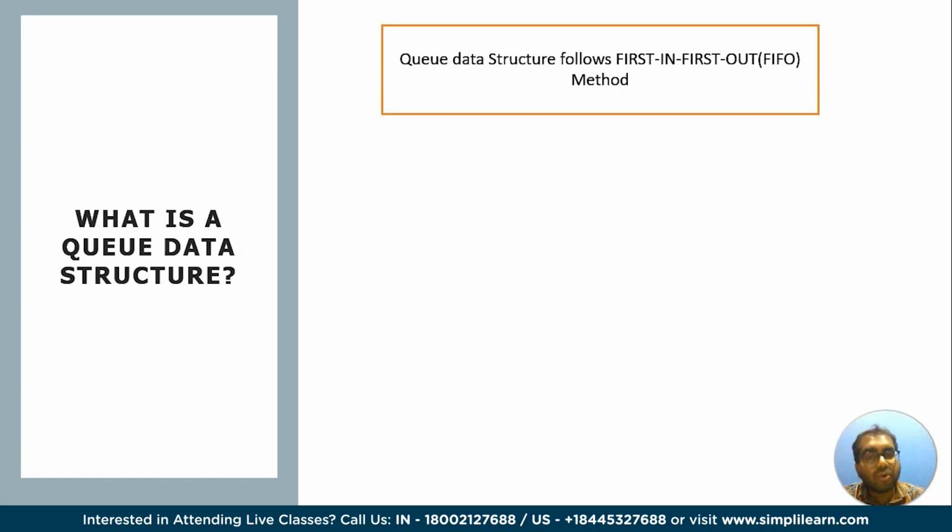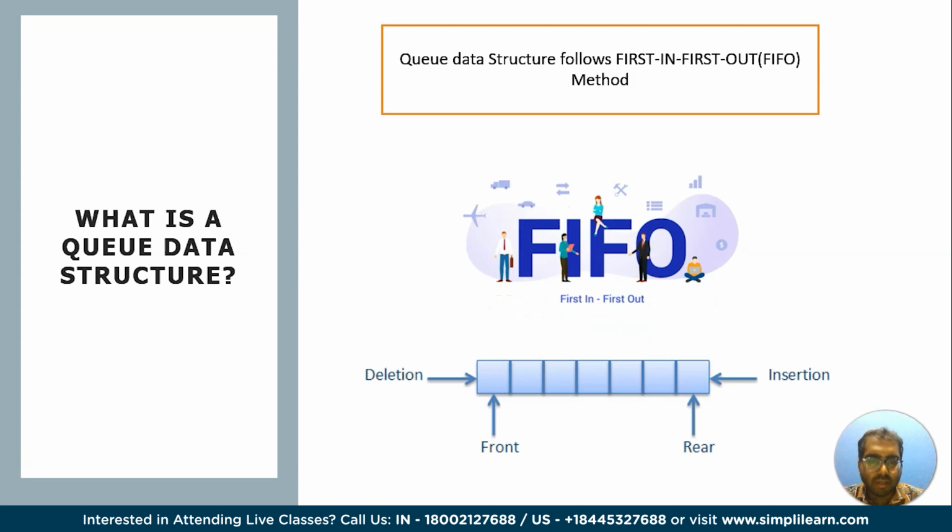Now, as discussed earlier, the queue data structure follows the first in first out method, which is the FIFO method. So in the concept of a queue, the first element to be inserted in the queue, that is at the front, will be the first element to be deleted or removed from the list. So the queue is said to follow the FIFO structure.